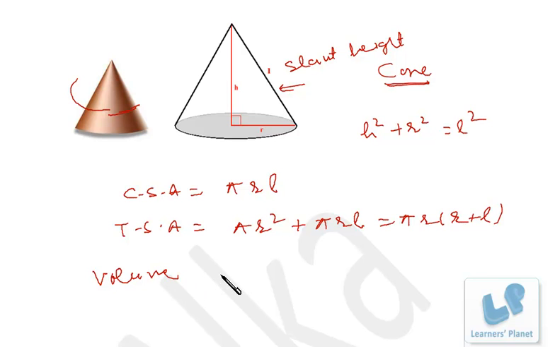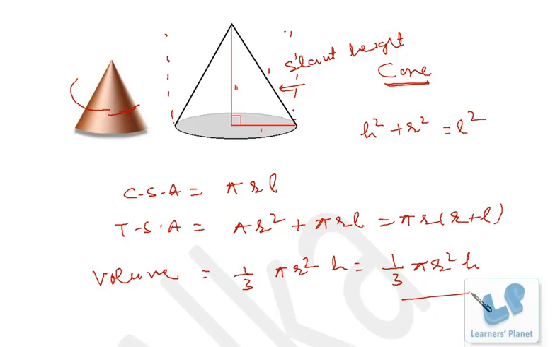Now we count volume. Since this is a slant figure, the volume will be 1/3 of base area into height. Now base area is what? Base is circular, so base area will be pi r square, and height is h. So the volume is 1/3 pi r square h, right? So this is volume, this is total surface area, and this is the curved surface area of a cone. Okay.